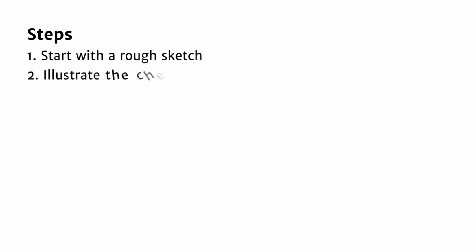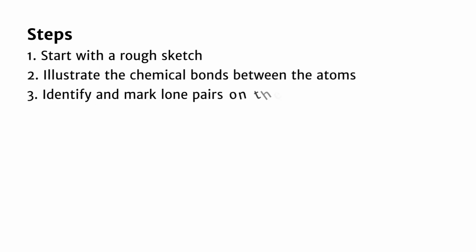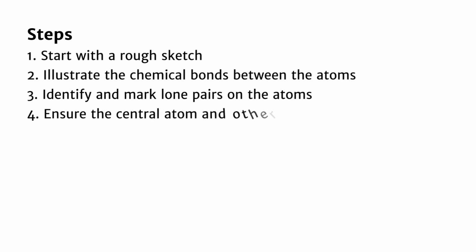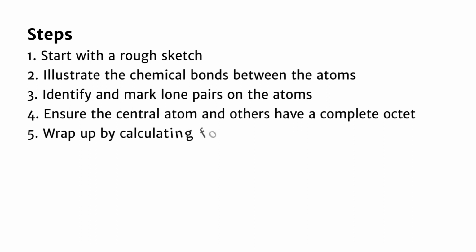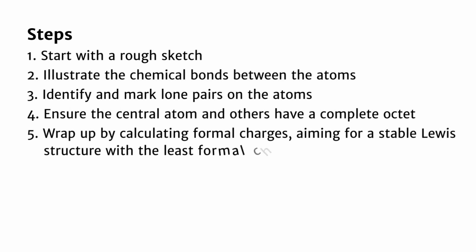Illustrate the chemical bonds between the atoms. Identify and mark lone pairs on the atoms. Ensure the central atom and others have a complete octet. Wrap up by calculating formal charges, aiming for a stable Lewis structure with the least formal charges possible.